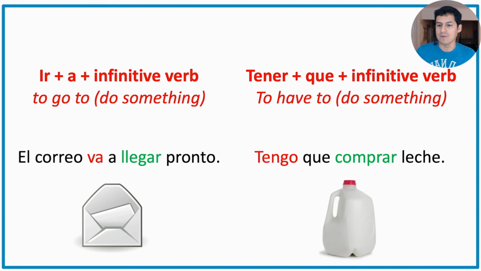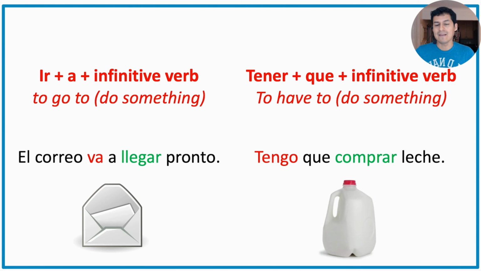Okay, for example, el correo va a llegar pronto. El correo va a llegar pronto. The mail is going to arrive soon. Here we have ir conjugated to va to go with el correo, followed by a and then the infinitive verb llegar.